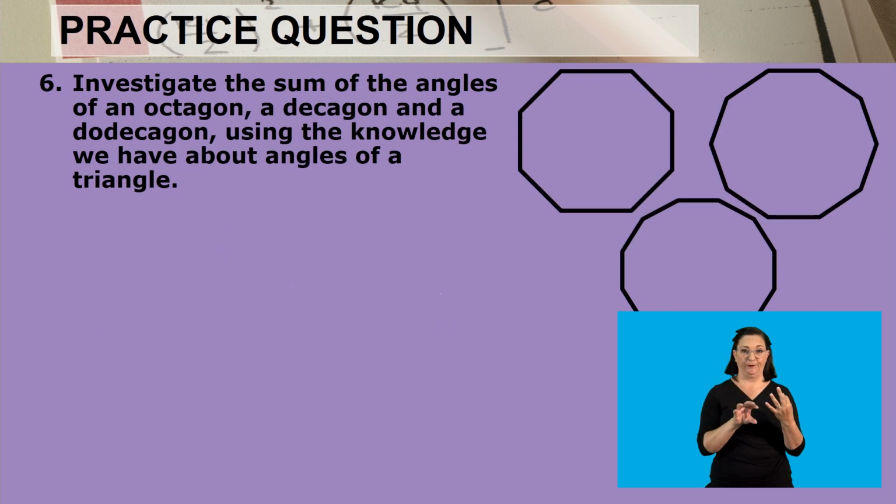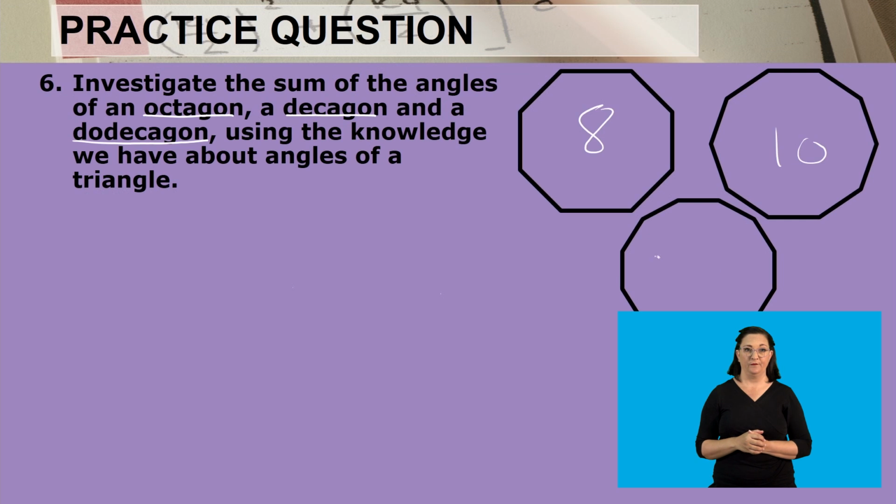Let's look at the next one. Now we have 3 figures that were given, and the first one is an octagon, the next one is a decagon, and the next one is a dodecagon. The first one has 8 sides, the next one has 10, and the last one has 12 sides. Those are the names that are used for those figures.